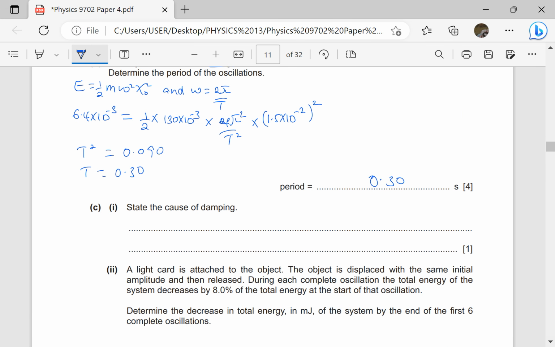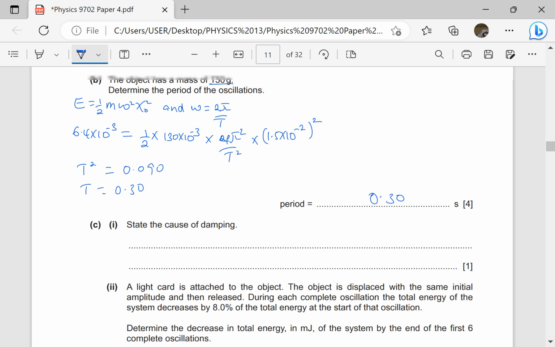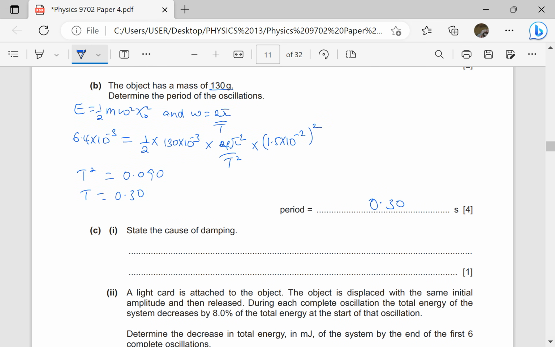State the cause of damping. Of course, damping is due to loss of energy caused by dissipative forces, such as in this case, we can talk about air resistance. So, loss of energy due to dissipative forces. Of course, dissipative, these are opposing forces. So, due to dissipative forces, such as air resistance.